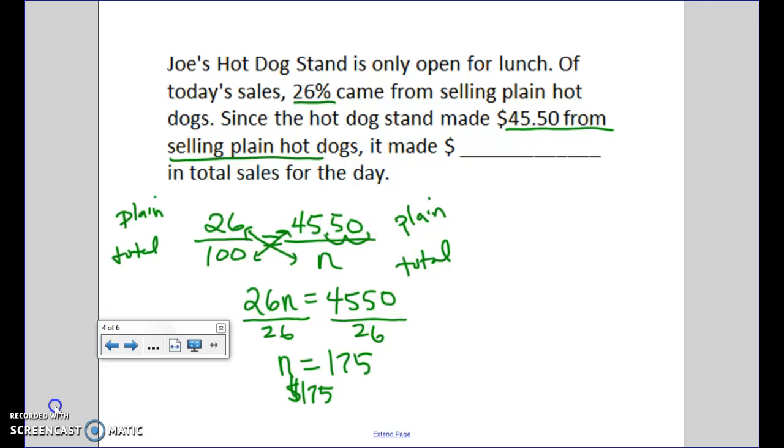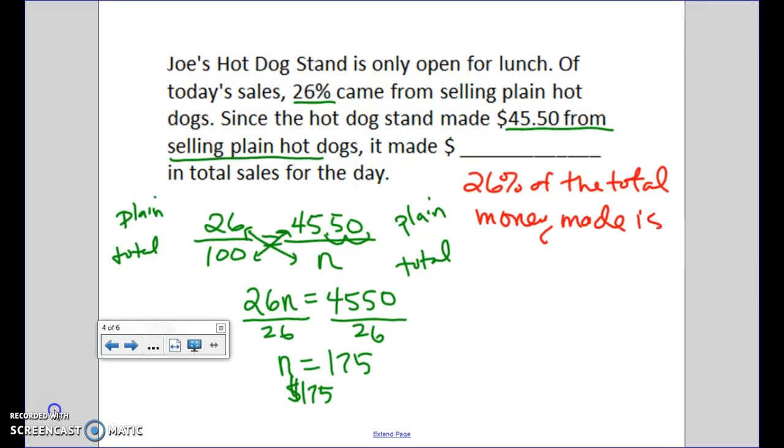I could also set up an equation. 26% of the total money made is $45.50. Now I made sure that when I rewrote my smaller problem here that I use keywords like of and is. We've been practicing that. 26% of means multiply. The total that we don't know, n, is $45.50.